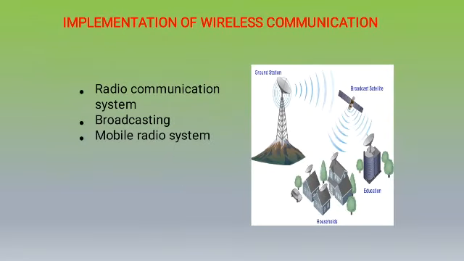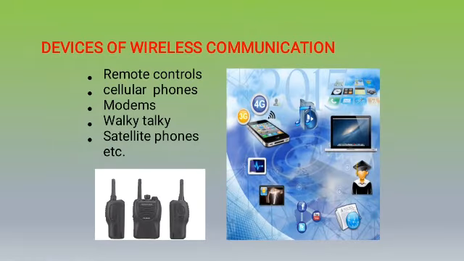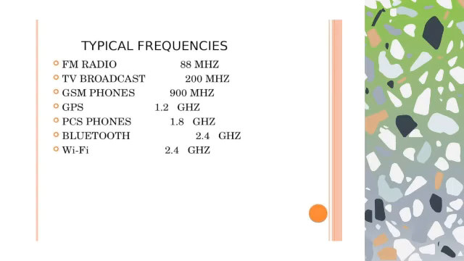Next, how are we going to implement wireless communication? It may be implemented by radio communication systems, TV or radio broadcasting, and mobile radio systems. Devices used for wireless communication may be remote controls, cellular phones, modems, walkie-talkies and satellite phones.